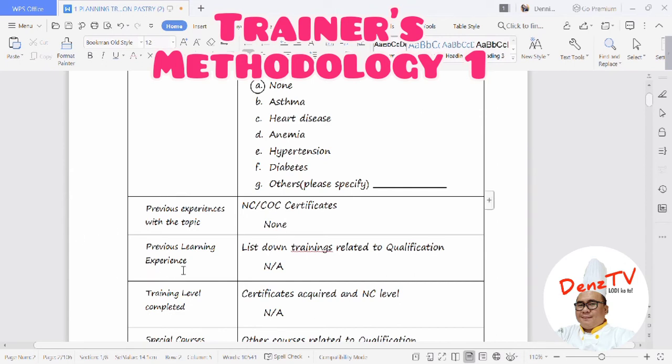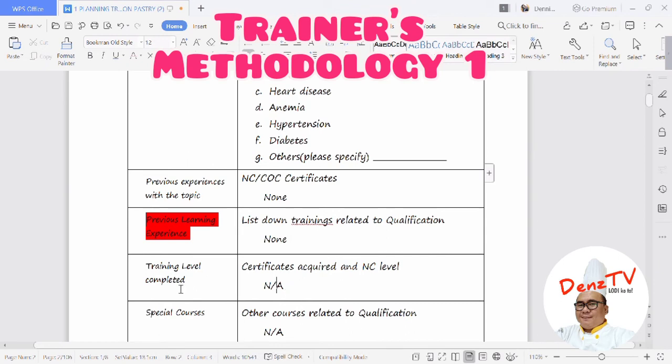How about previous learning experience? Okay? So Miss Divine answered here, NA. No, this is not NA. It's supposed to be none. Okay? Meaning, she doesn't have any previous learning experience. Okay? So what does it mean to the plan? It is helpful if you have knowledge of trainees' general attitudes towards learning. Okay? How about training level completed? This is none also.